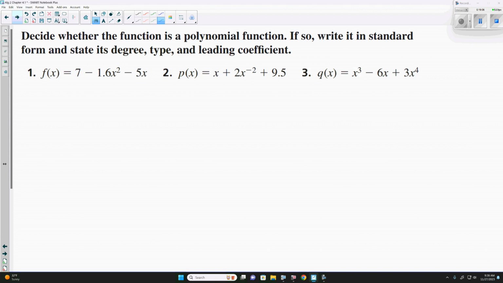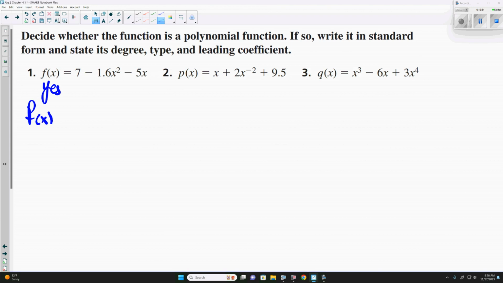Let's look at 1 and 2, and then we'll move on from here. Number 1, is it a polynomial function? It is. We don't have two variables being multiplied together. We don't have a negative or a fraction in the exponent. We don't have a variable in the bottom of a fraction or inside of a radical. So it is a polynomial function, yes.